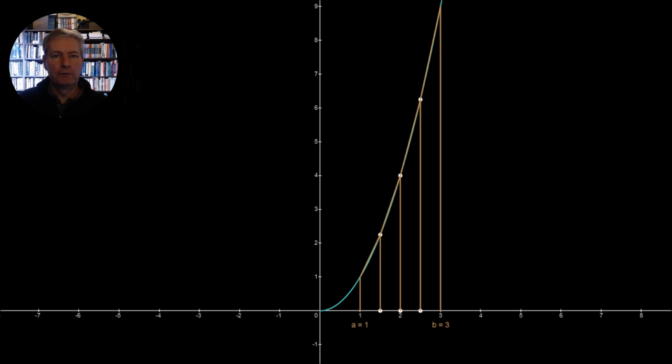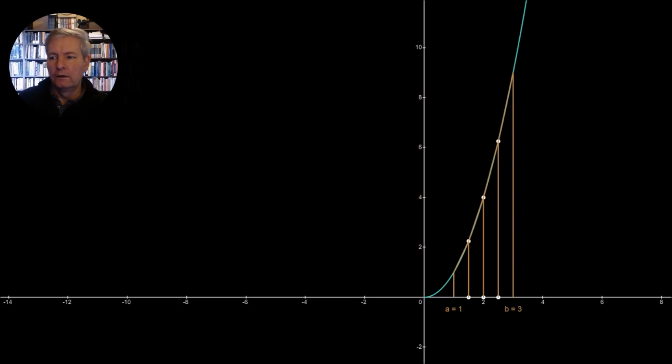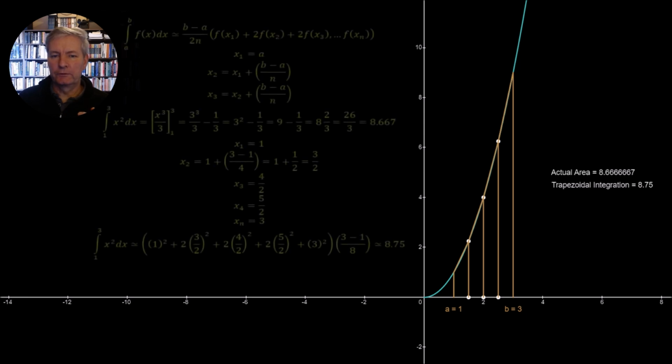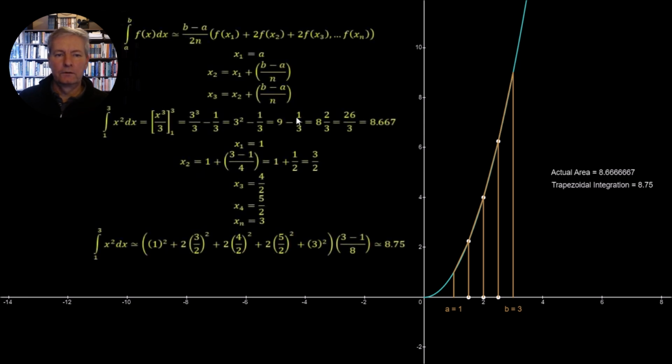So let's have a look at some of the mathematics. Now the value for the actual area under this curve is the same as the previous video, which is 8.667. Whenever we use the trapezoidal integration method, we're going to get a value of 8.75. So let's have a little look at this in terms of the mathematics. So I've written the actual algorithm here, and then I've put the values in at the bottom. So let's take a quick minute just to read over the algorithm.